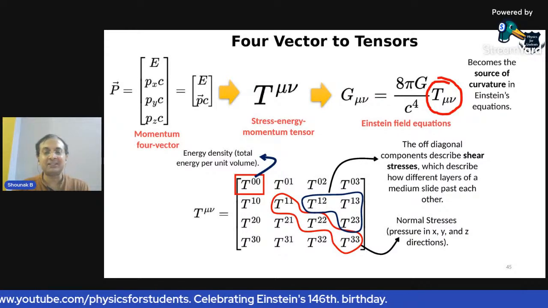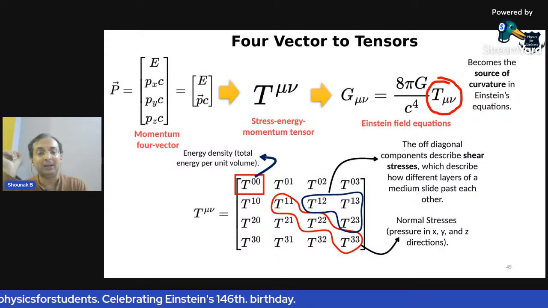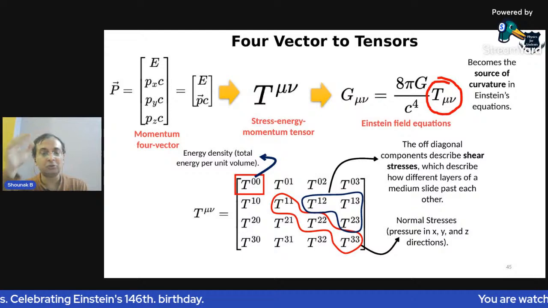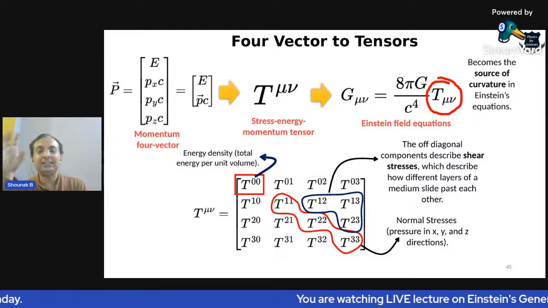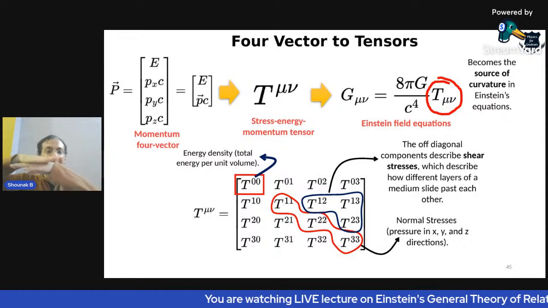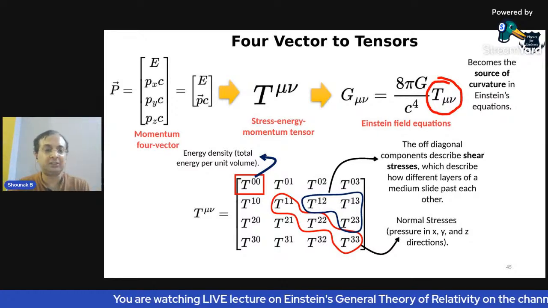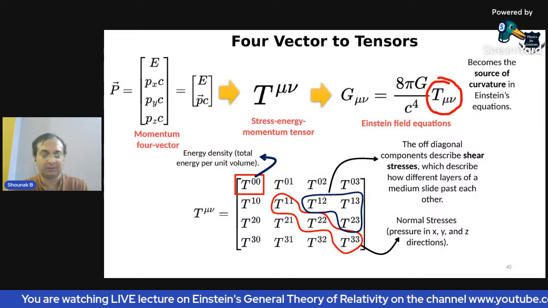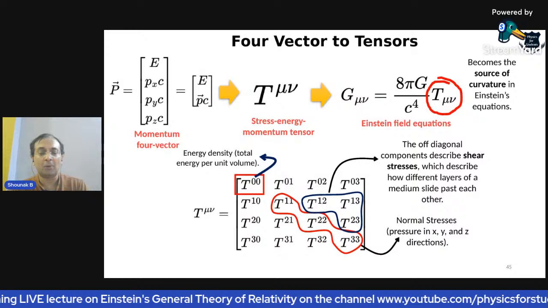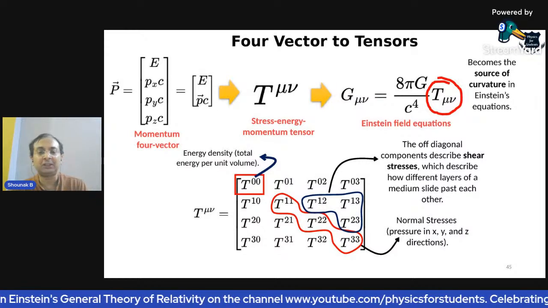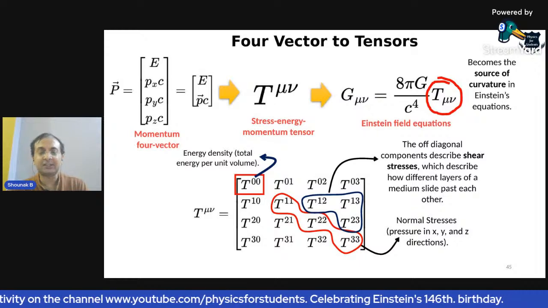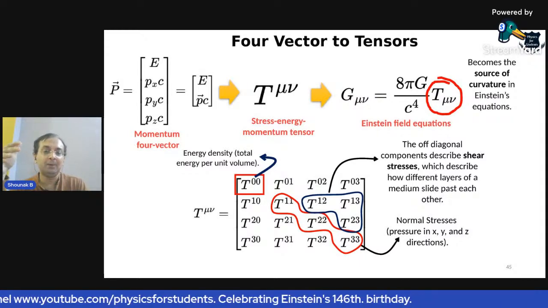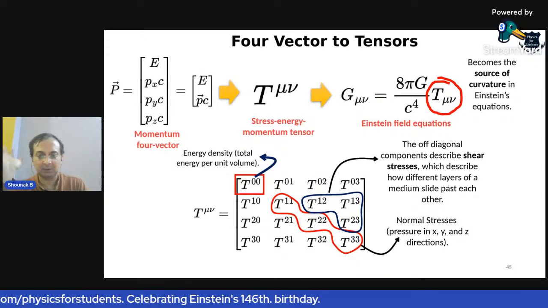Now here you can see that there are diagonal elements. I have highlighted those in red: T11, T22, T33. So these are just normal stress. When we talk of a stress in general in stress mechanics, etc., this is normal stress. The off-diagonal components, that is T12, T13, T23, describe shear stress, which describes how different layers of a medium slide past each other. Okay, so this is what the stress energy momentum tensor is.